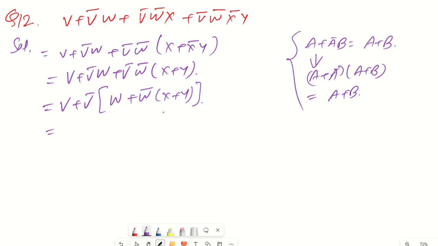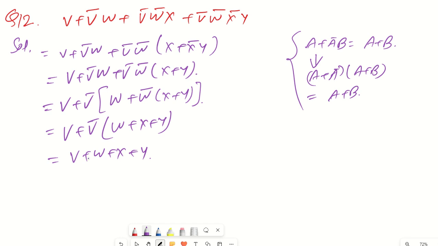So we are going to replace this with (v + v̄)(w + x + y). Now if you see, this is again in terms of a + āb, it is like v + v̄ something, right? So it is (v + v̄)(v + that). So v + v̄ will be 1. So this is how we are going to get v + w + x + y. Got it? So that's all.